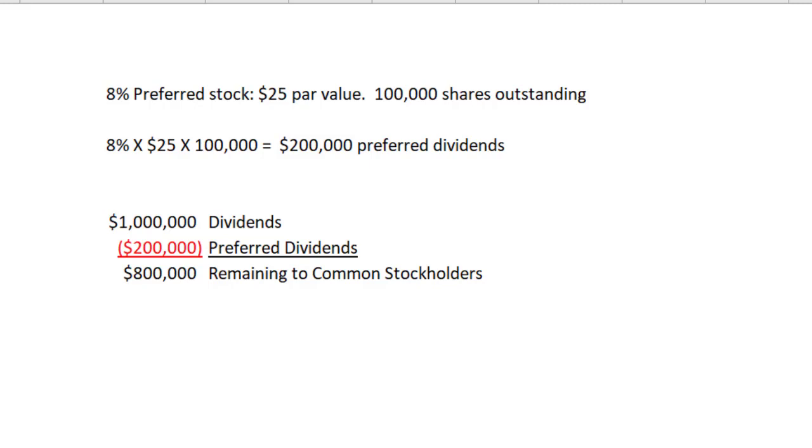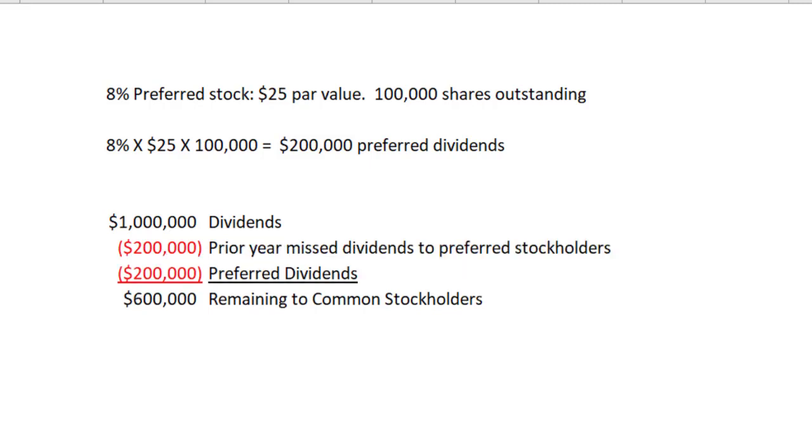Now, what if a company can't pay the dividends to preferred stockholders? Well, then it'll depend on if the preferred stock is cumulative or non-cumulative. If it's non-cumulative, that just means they lose out. But if it's cumulative, then they have to make that up later on. So if this preferred stock is cumulative and there's some missed dividends from past years, then they'll make it up in the current year when they do have the ability to pay those dividends. And then the remaining will go to the common stockholders.